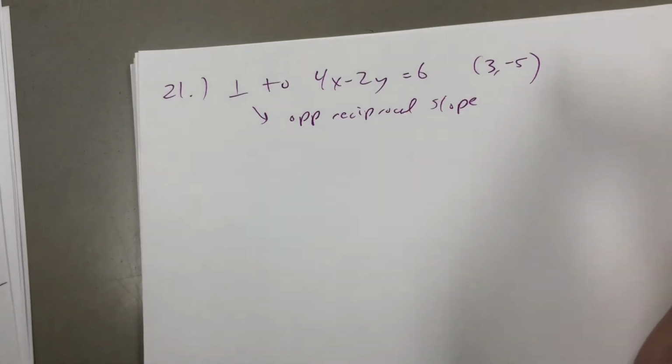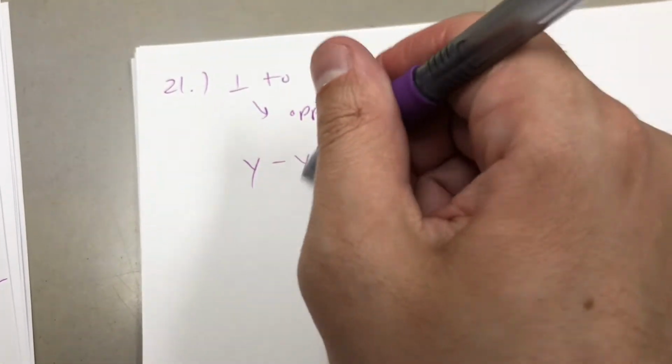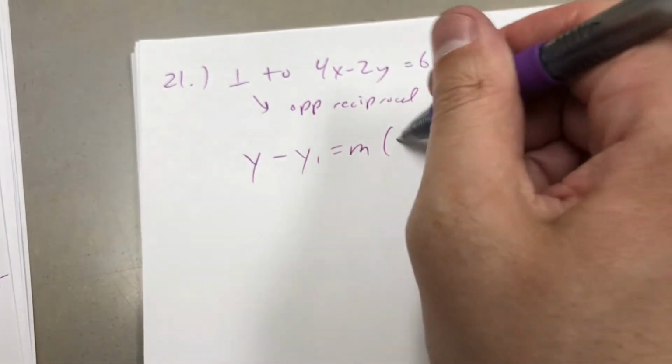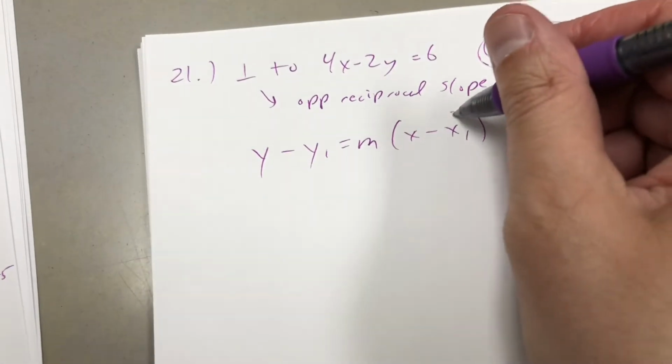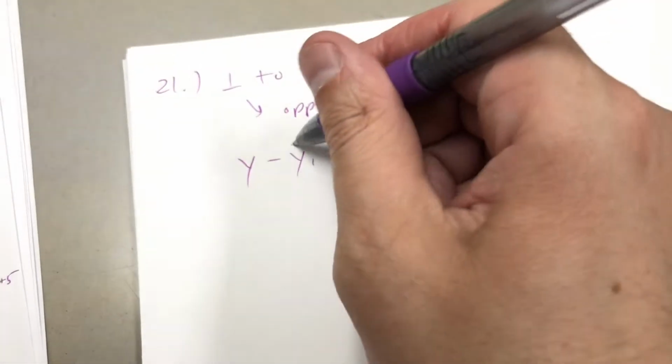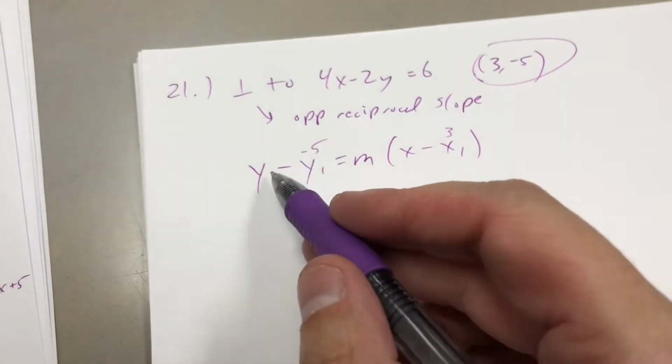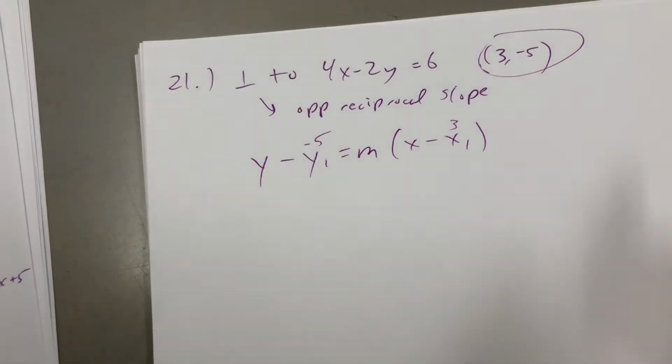And in general, when you want to write the equation of a line, I would use point slope form. y minus y1 is equal to the slope times x minus x1. We already have the point, so x1 is going to be 3, y1 is going to be negative 5. Be careful there, it's y minus negative 5. And we just need the slope.